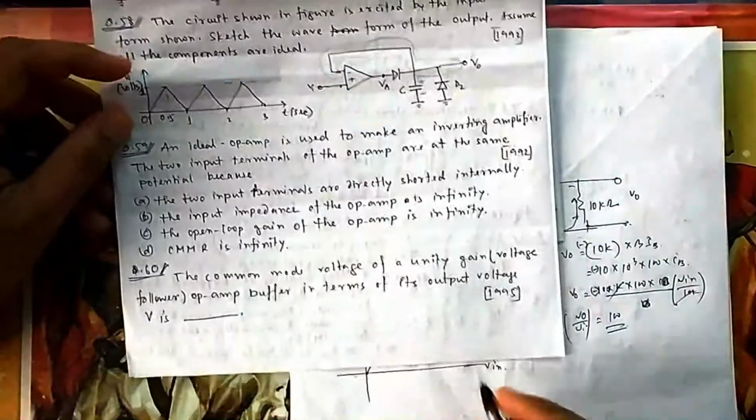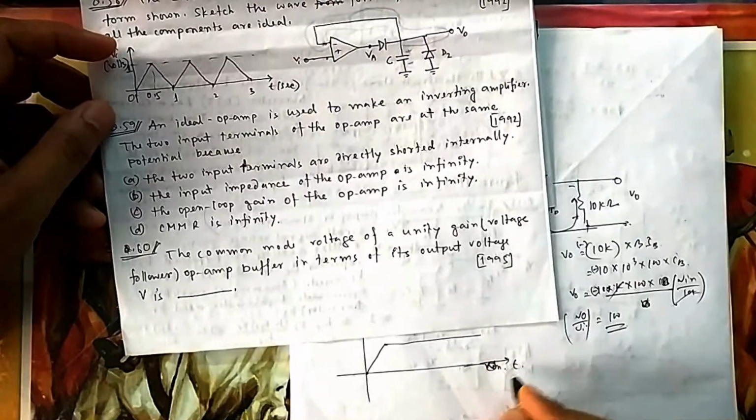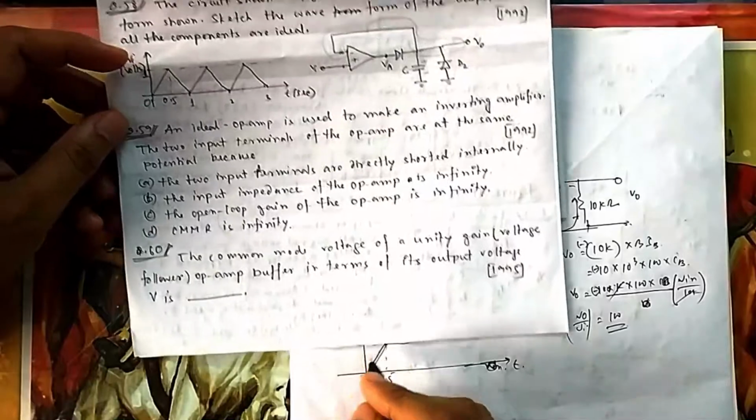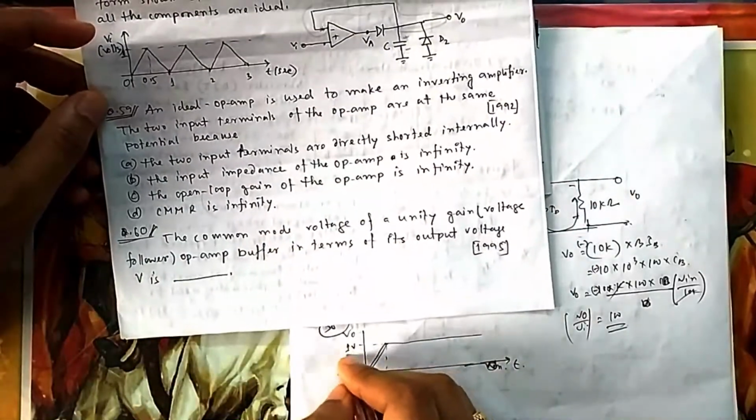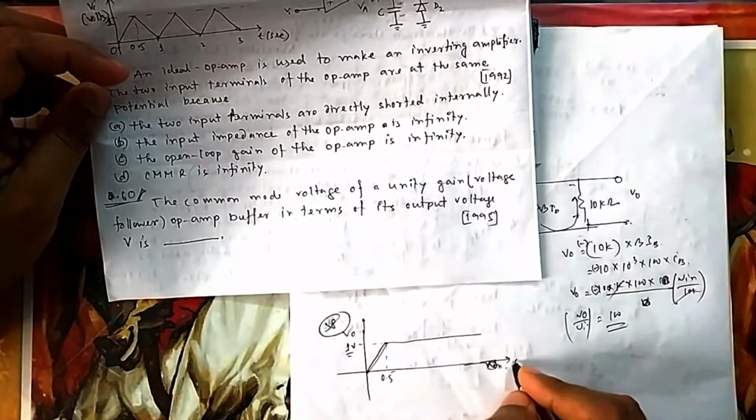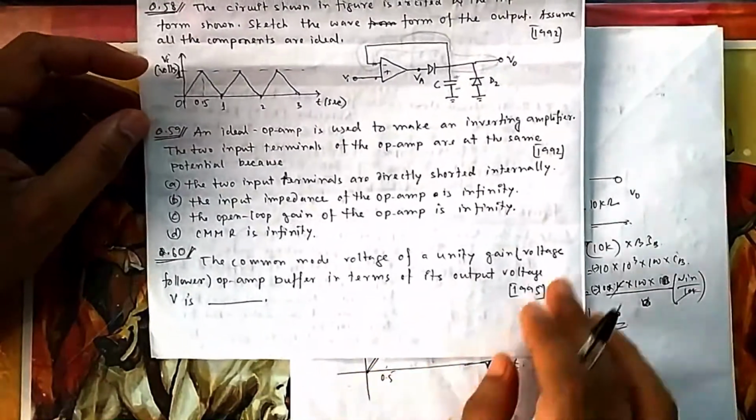So this is the waveform with respect to time. It is increasing up to 0.5 second, then it will maintain this voltage, whatever voltage, 1 volt. If it is a waveform, then you have to mention all these values, the critical points.